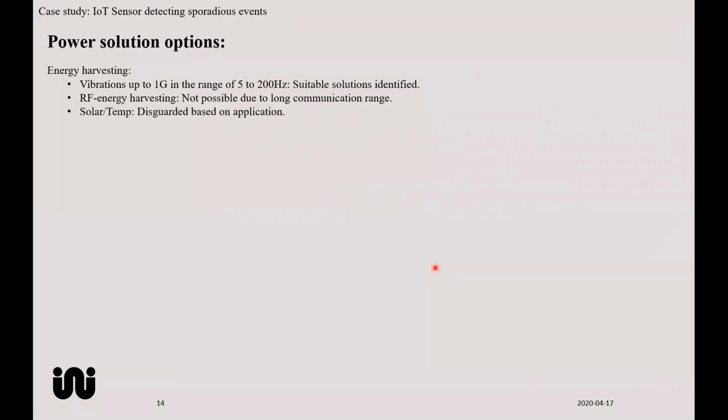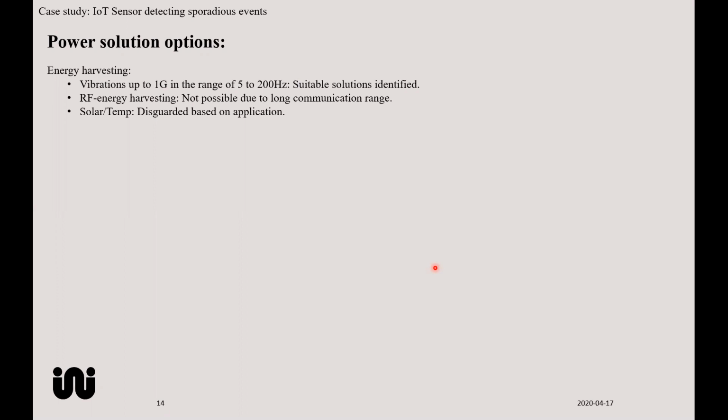When we went into the power solution analysis, we of course looked at energy harvesting, because this is a device that actually moves. And the motion results in vibrations in 2 dimensions. So we have up to 1 G vibrations in 2 dimensions. The frequency of these vibrations are in the range of 5 to 200 hertz, which is actually very suitable for some vibration energy harvesting. We also looked into RF energy harvesting. And the reason for not selecting that one is that the energy that you could harvest was not enough.